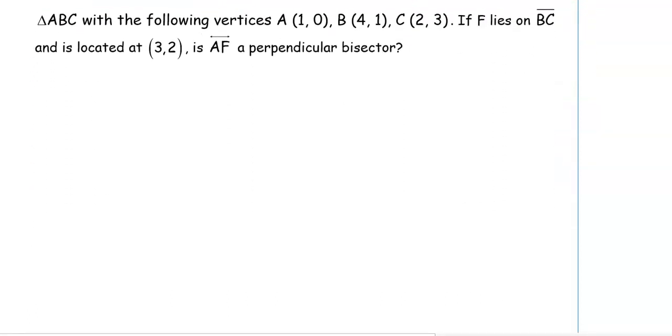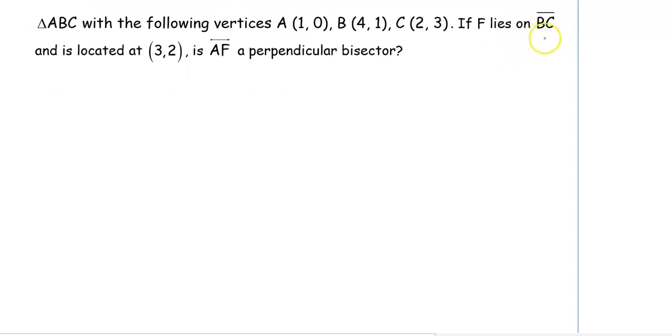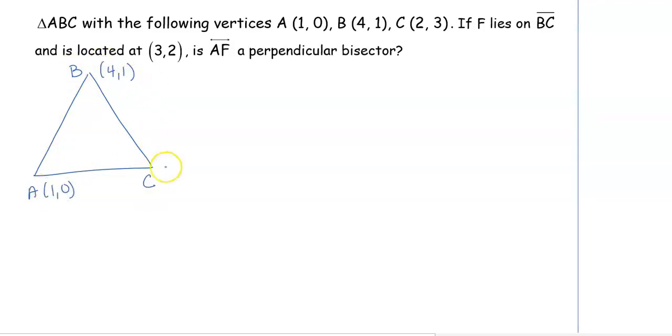So, triangle ABC with the following vertices. If F lies on BC and is located at (3, 2), is AF a perpendicular bisector? Lots going on here. So we again start with our diagram. We've got triangle ABC. A is at (1, 0). B is at (4, 1). C is at (2, 3). F is going to lie on BC, and F is going to be at (3, 2).